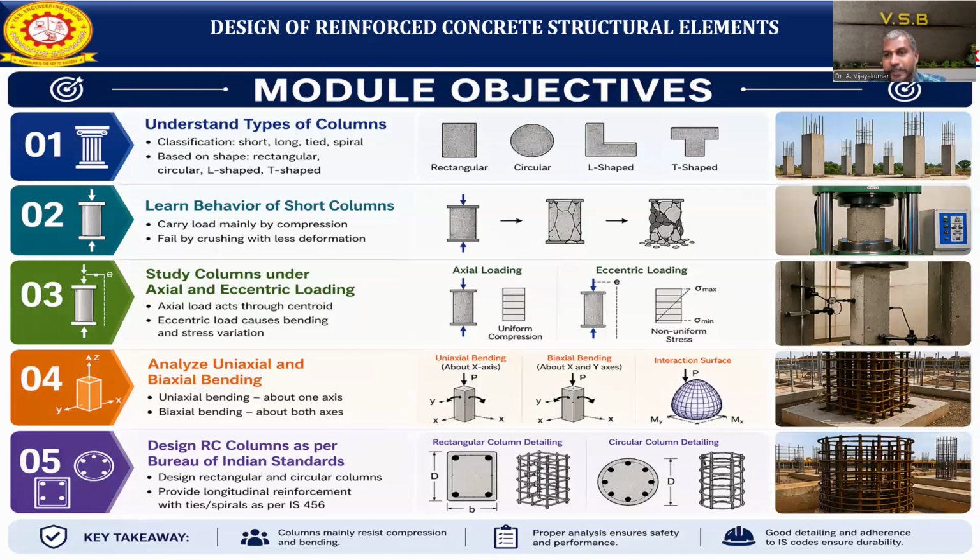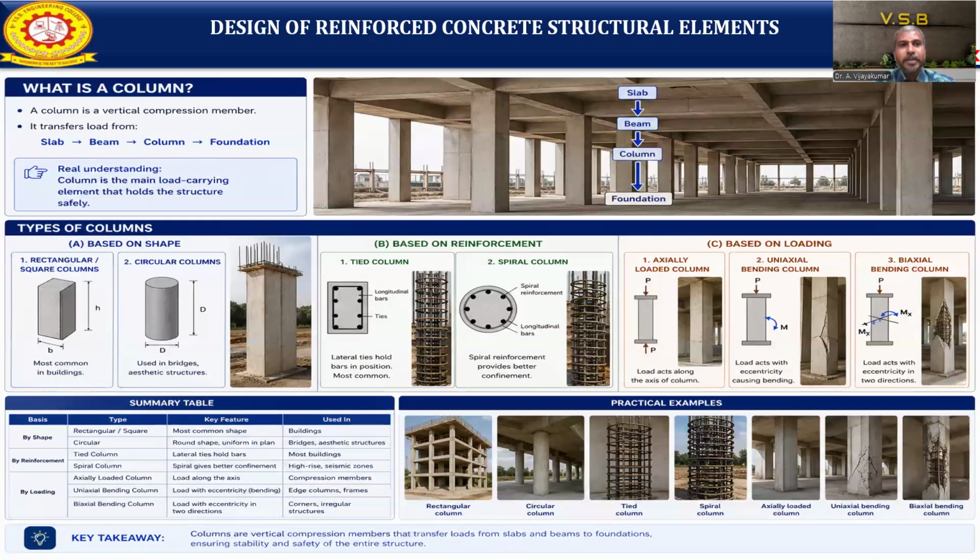Once the design is over, we need to follow good detailing as per code, adhering to IS 456, ensuring the durability and performance of the structure. So, this is the overall objective of the column module. Now, we are going to discuss each and every objective very elaborately.